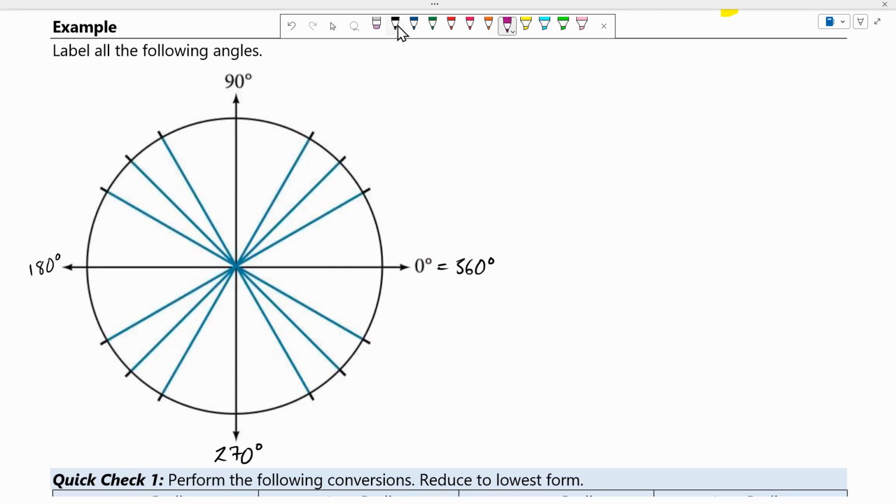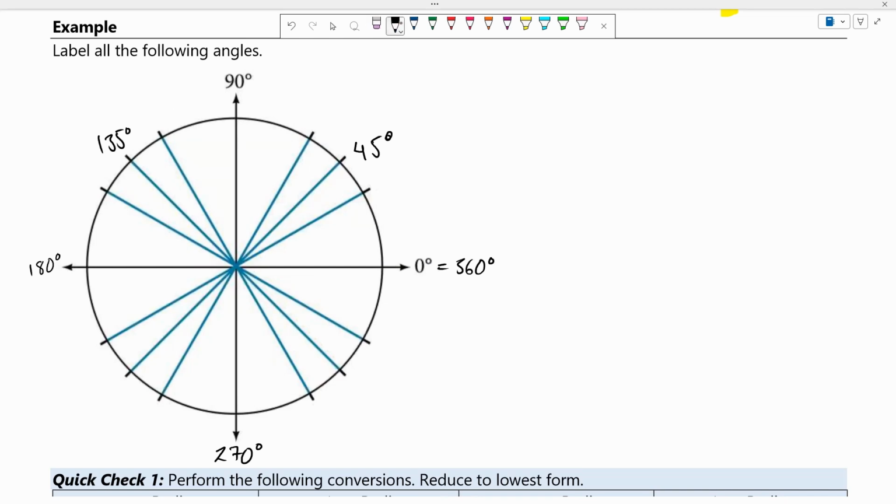Now let me add some more. I'm going to add the halves. 90 degrees divided by 2 is 45 degrees. So 2 times 45 degrees should be 90 degrees. We're good. If we add an additional 45 degrees, that makes this 135 degrees. And if we add another 45 degrees, 180. We're getting there.